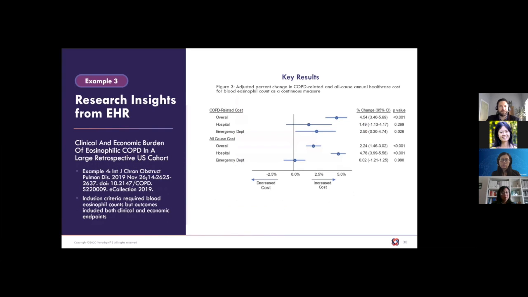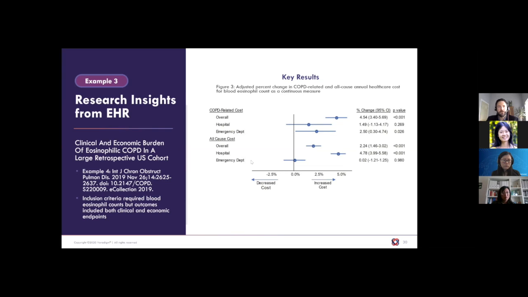So in my last non-COVID example, we again combined the clinical depth of the EHR, where we looked at blood eosinophil counts and their impact on healthcare resource utilization and costs among patients with COPD. Again, full caveat, this is just a fraction of our full study results, but you can see a snapshot showing higher adjusted costs, both all-cause and COPD related, with increasing blood counts.